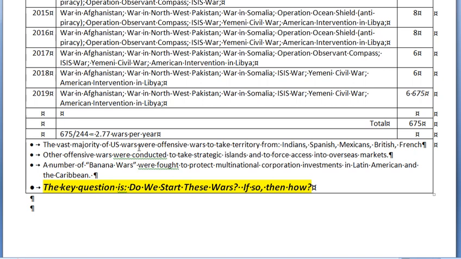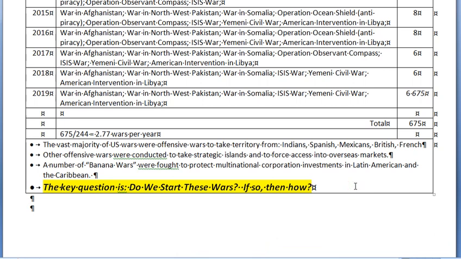Other offensive wars were conducted to take strategic islands, to force access to overseas markets, right? A number of banana wars are fought to protect multinational corporation investments in Latin America and the Caribbean, for example. Right? The key question is, do we start wars? And if so, how?